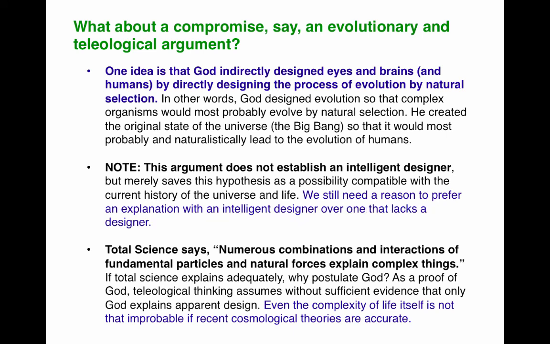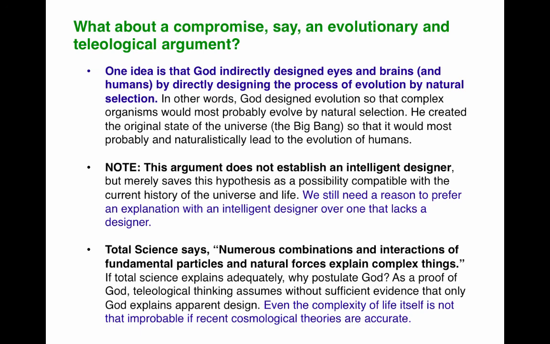Please note, this argument does not establish an intelligent designer, but merely saves this hypothesis as a possibility compatible with the current history of the universe and life. We still need a reason to prefer an explanation with an intelligent designer over one that lacks a designer. Total science says numerous combinations and interactions of fundamental particles and natural forces explain complex things. If total science explains adequately, why postulate God? As a proof of God, teleological thinking assumes without sufficient evidence that only God explains apparent design.